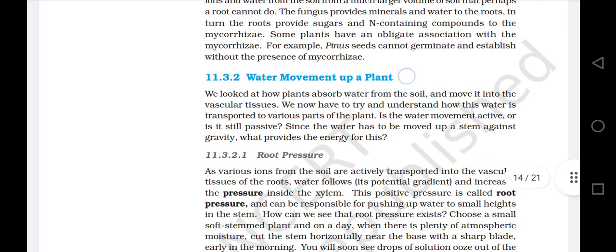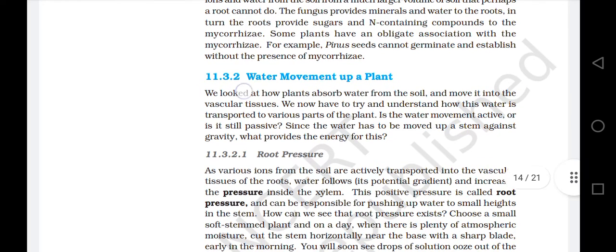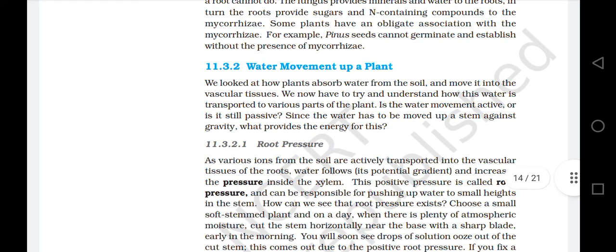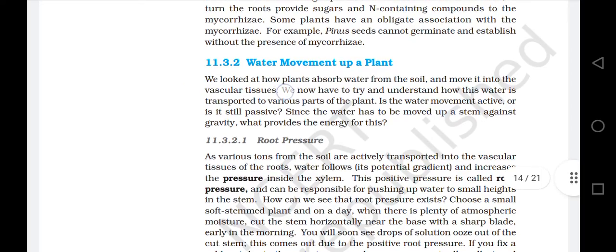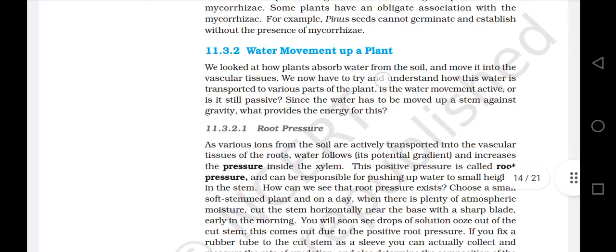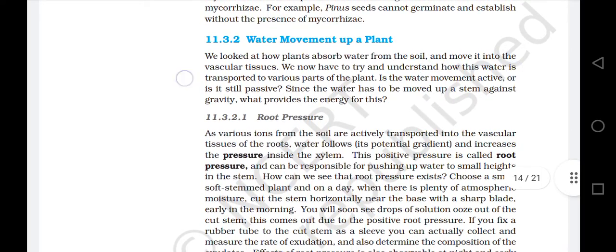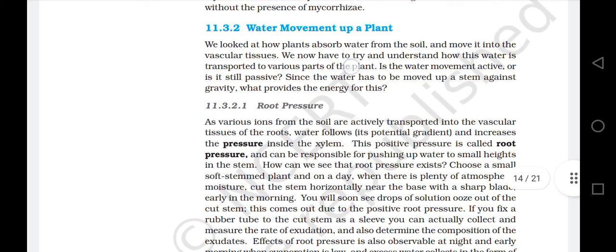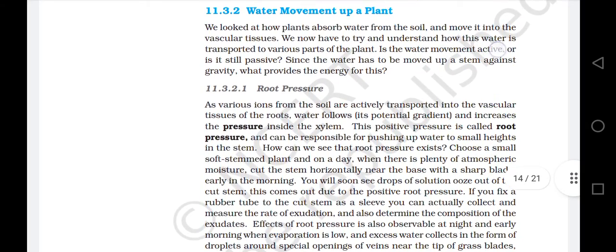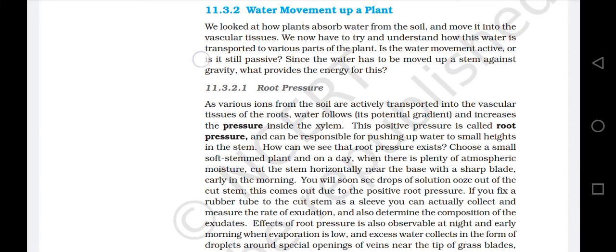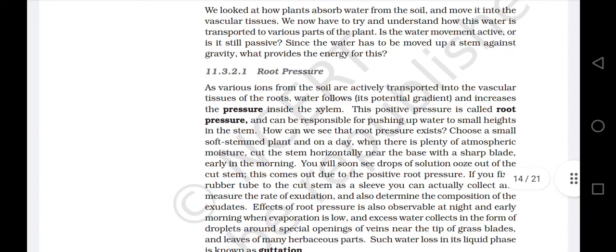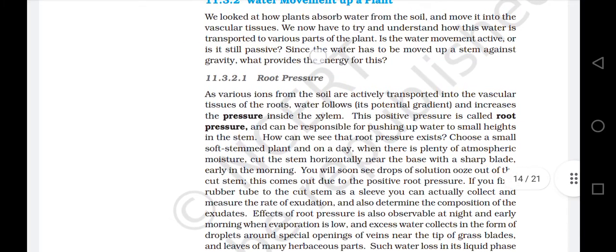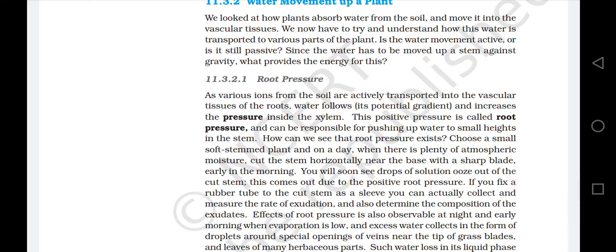11.3.2 Water movement up a plant. We looked at how plants absorb water from the soil and move it into the vascular tissues. We now have to try and understand how this water is transported to various parts of the plant. Is the water movement active or is it still passive? Since the water has to be moved up a stem against gravity, what provides the energy for this?